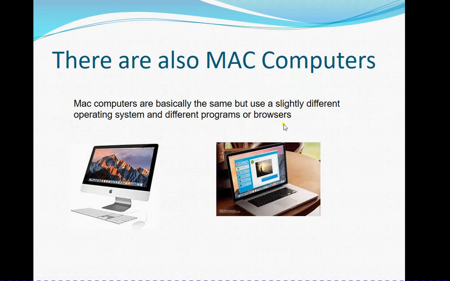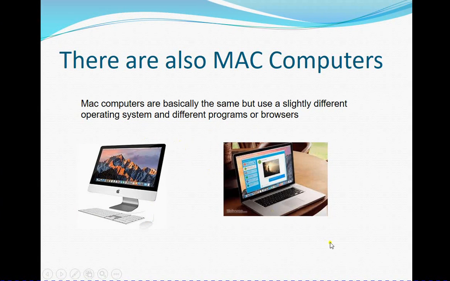There are also Mac computers, because I've been talking about PCs most of this time. Mac computers are basically the same, but they're slightly different in the operating system and the different programs or browsers they use. They're very durable and very crafty.